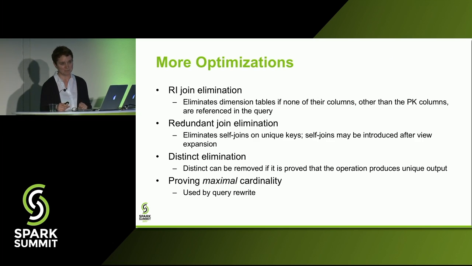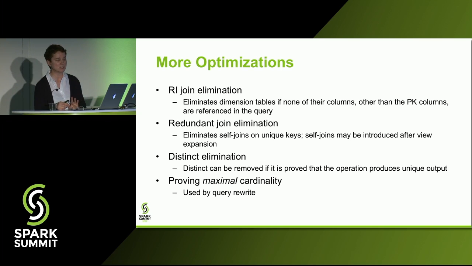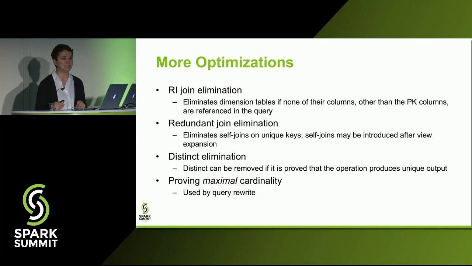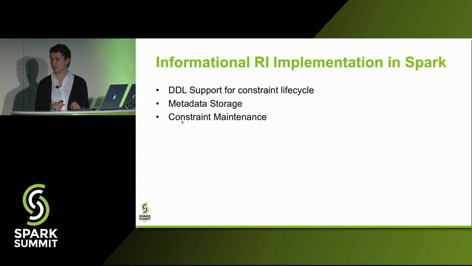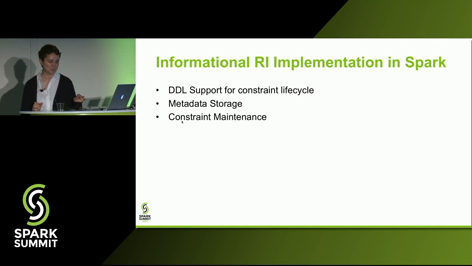And there are many other optimizations that can take advantage of RI constraints. RI join elimination, which I mentioned at the beginning of the presentation, eliminates dimension tables if none of their columns other than PK columns are referenced in the query. Similarly, we have redundant join elimination that eliminates self-join on unique keys. Then distinct elimination if we can prove that the operation produces unique output. And with RI constraints, we can also prove that a subquery will produce at most one row. And next, I will let Suresh continue with the actual implementation of RI constraints.